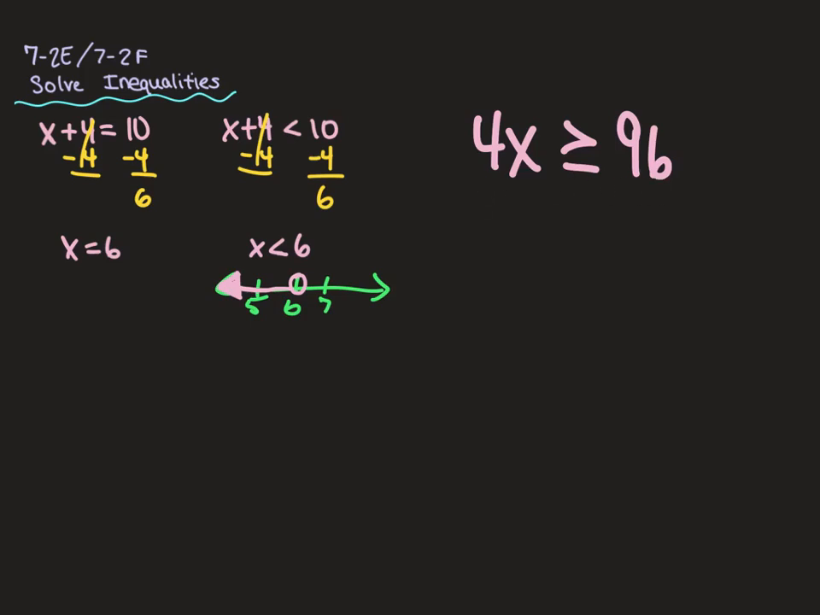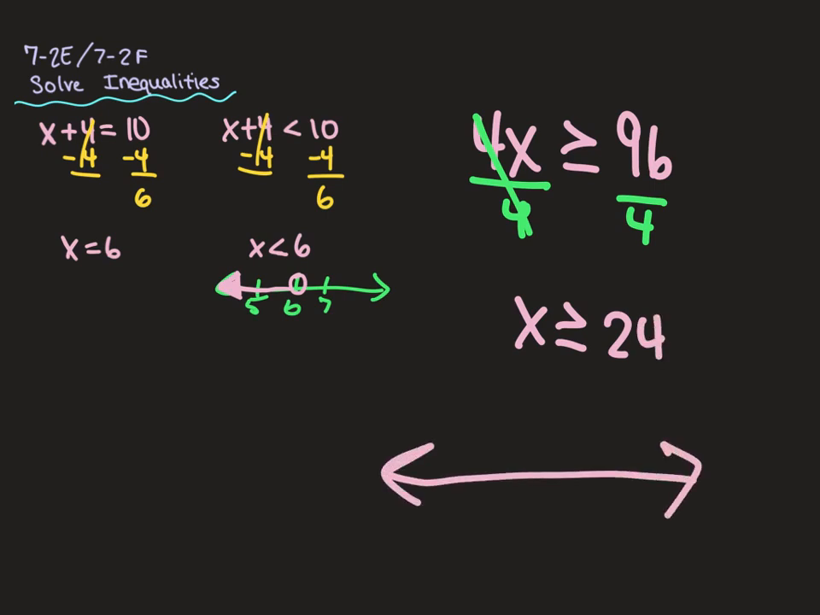Let's try this question. 4x is greater than or equal to 96. What number do I want to get rid of? The 4. How do I get rid of it? I divide. Divide by 4, cross out, what's my answer? X is greater than or equal to whatever this division problem is. If you can do that in your head, great. If you can't, then you should work it out. That means that x is greater than or equal to 24 and everything higher. So now I need to draw my number line. I do a closed dot. Greater than goes to the right.